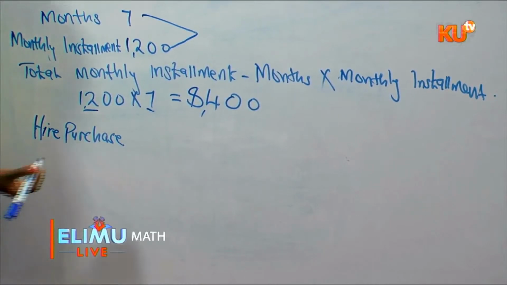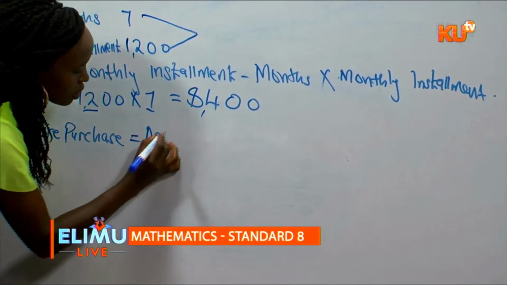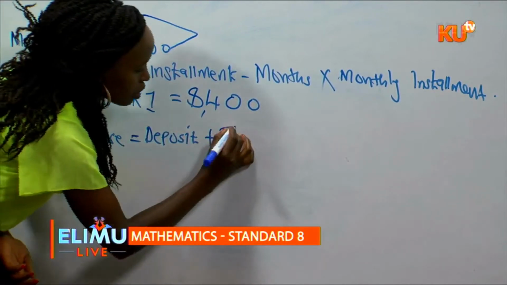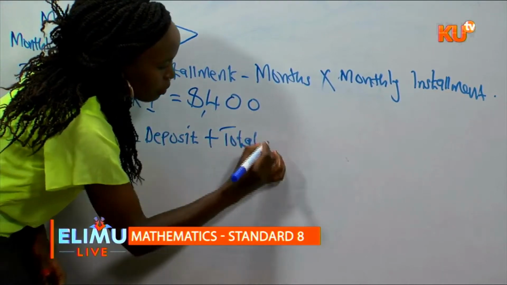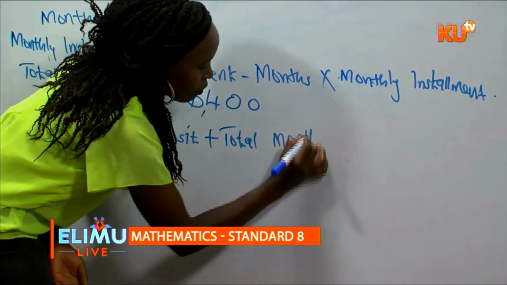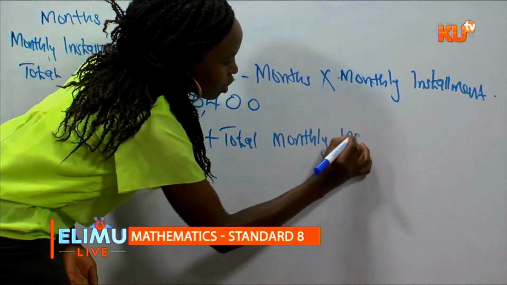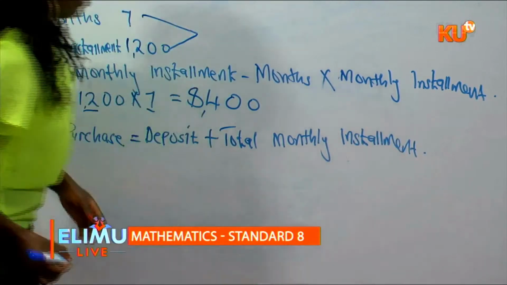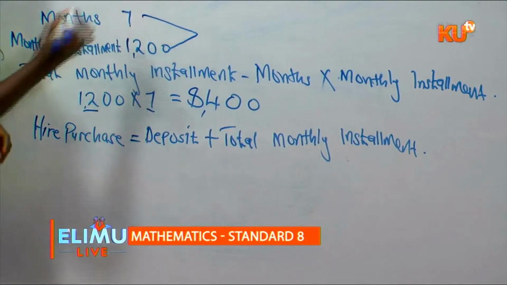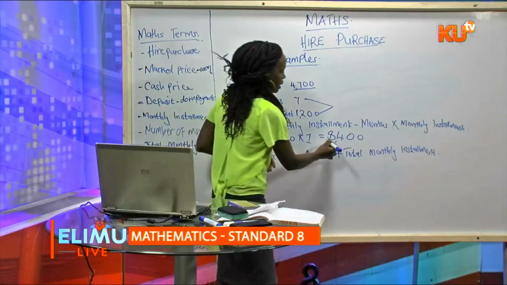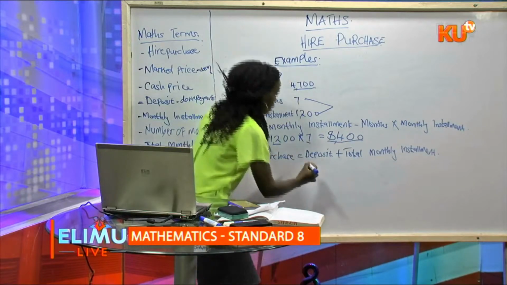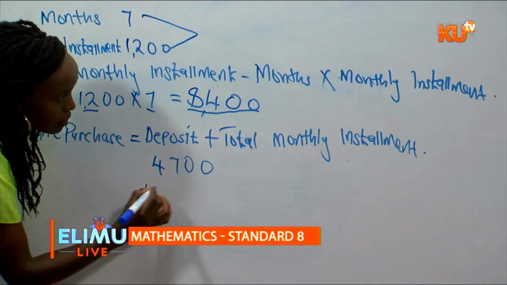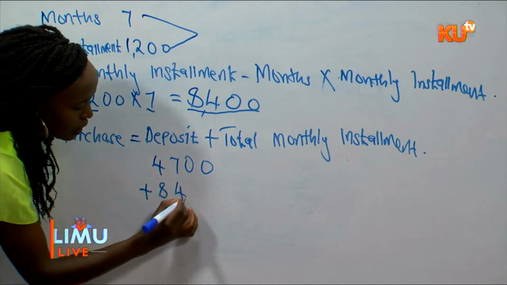So to get the hire purchase, we take now the deposit. We add the total monthly installment. So that means I'm going to take the 4,700 plus 8,400.